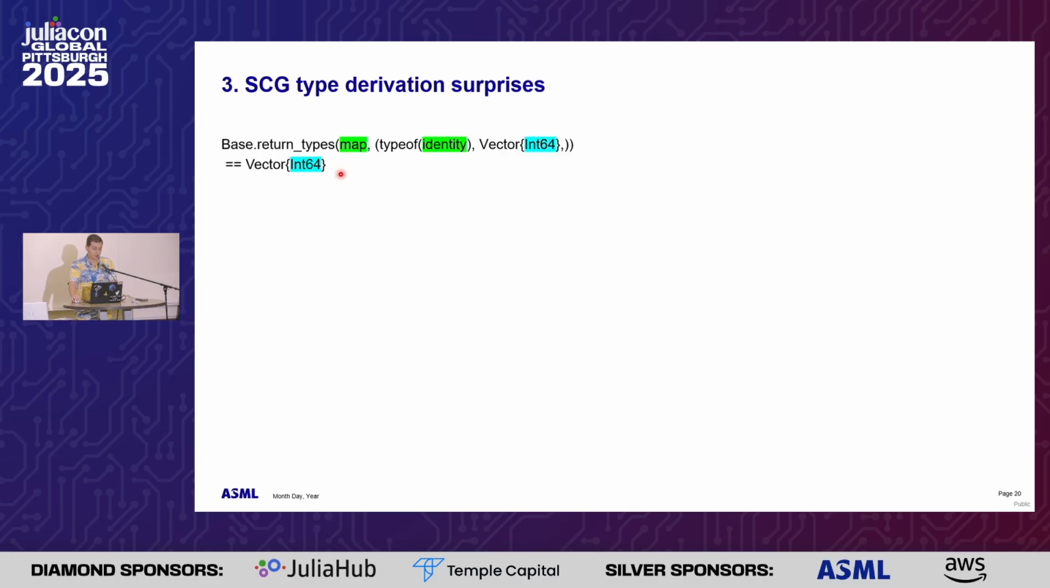Essentially, we're asking Julia what is the return type of a map which applies identity to a vector of Int64. Well, you can expect that we do nothing. We just iterate over the vector, but we don't change anything because it's an identity function. And the result is what we expected.